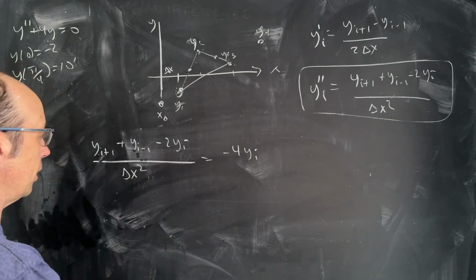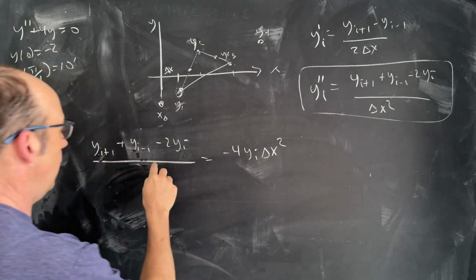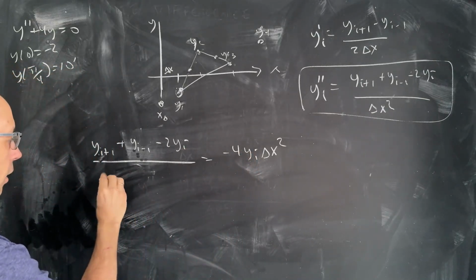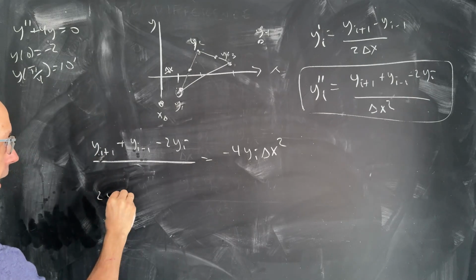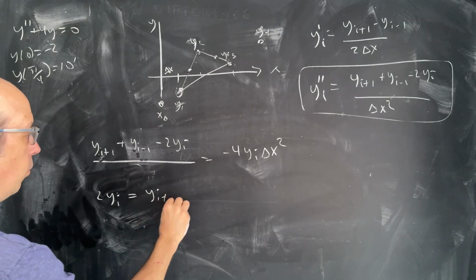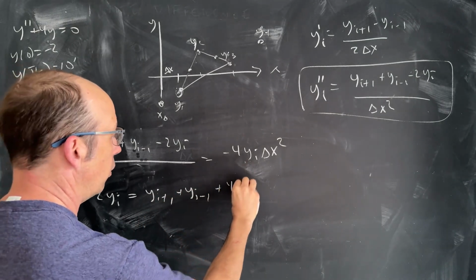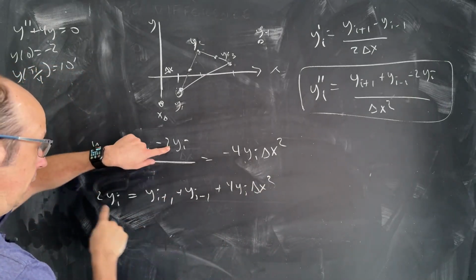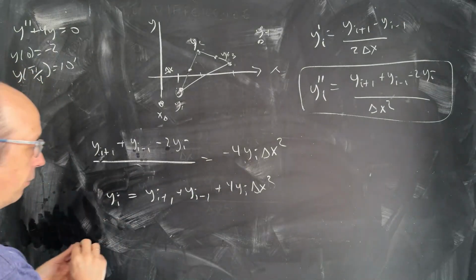So I'm going to multiply both sides by delta x squared. And then I'm going to add this to both sides and add that to both sides. So I get 2yi, that's that one, it's on that side now, is equal to yi plus 1 plus yi minus 1 plus 4yi delta x squared, right? So I just added that to both sides, and I got that. I added that to both sides, and I got that. And then I'm going to divide by 2, and that's pretty easy to do.